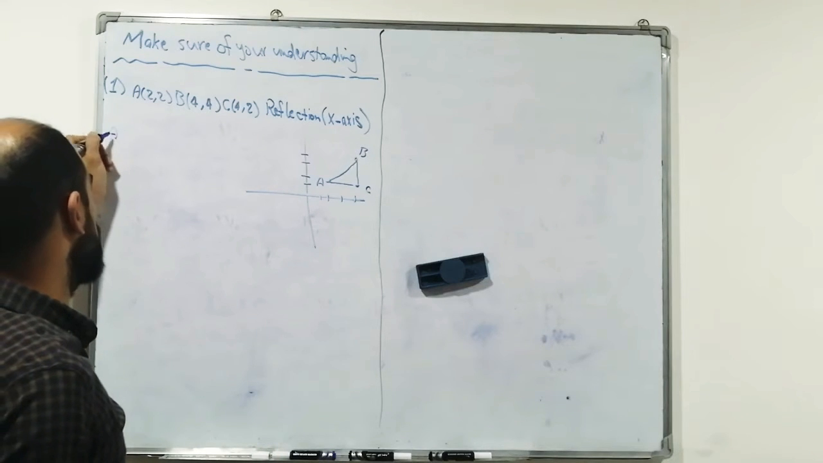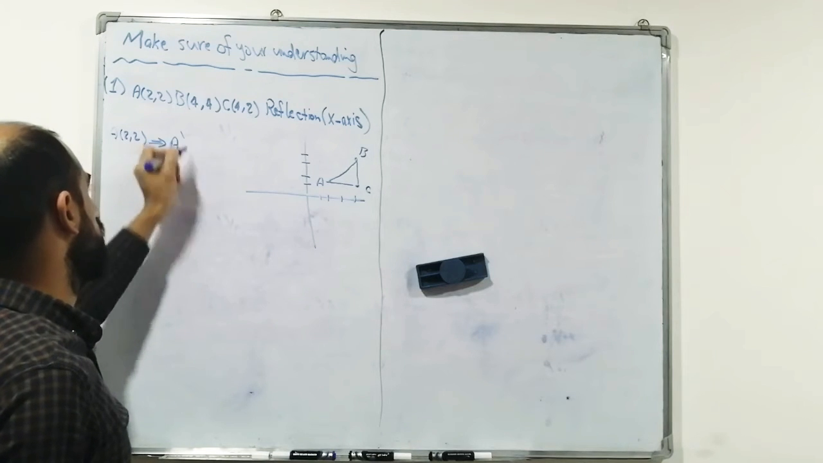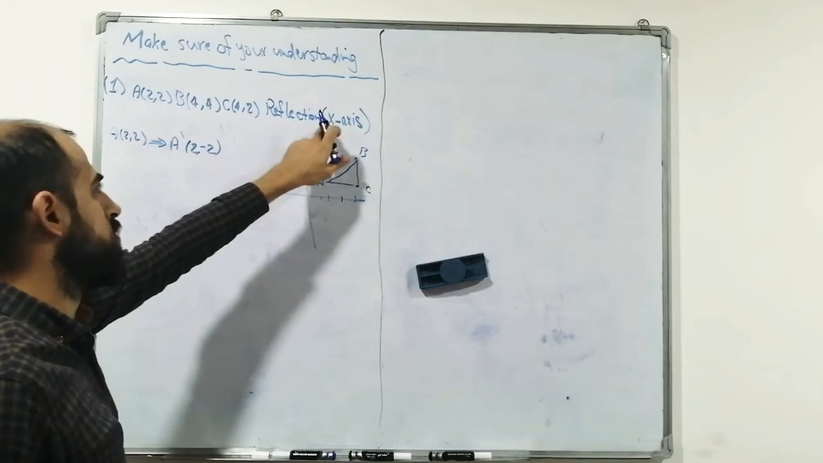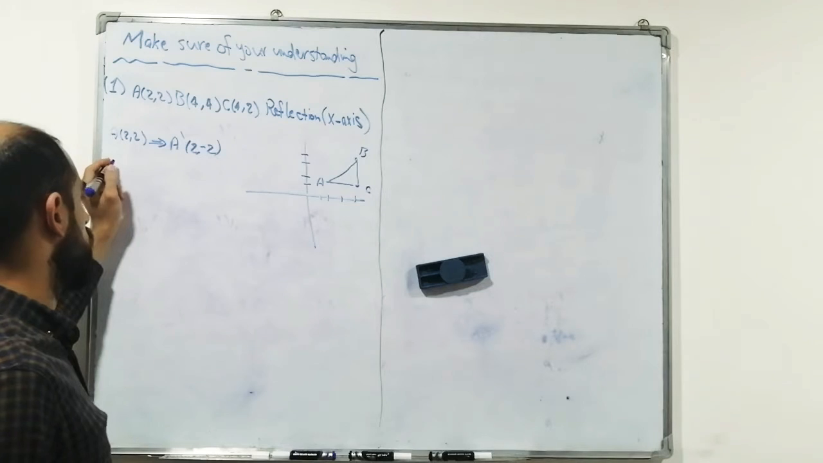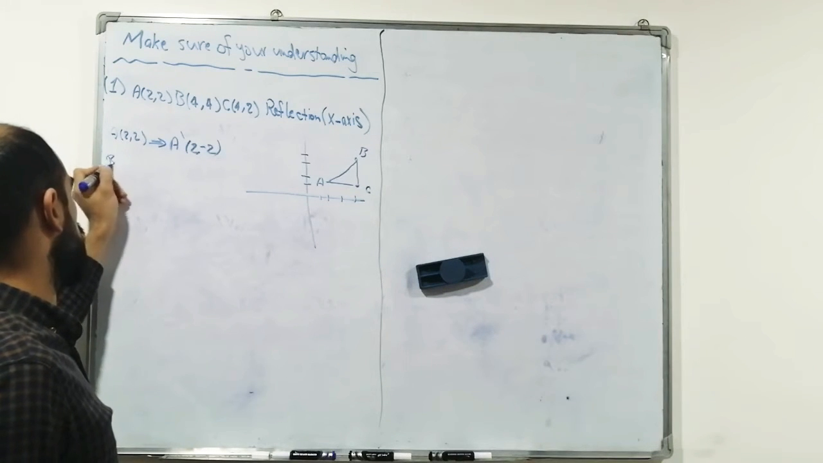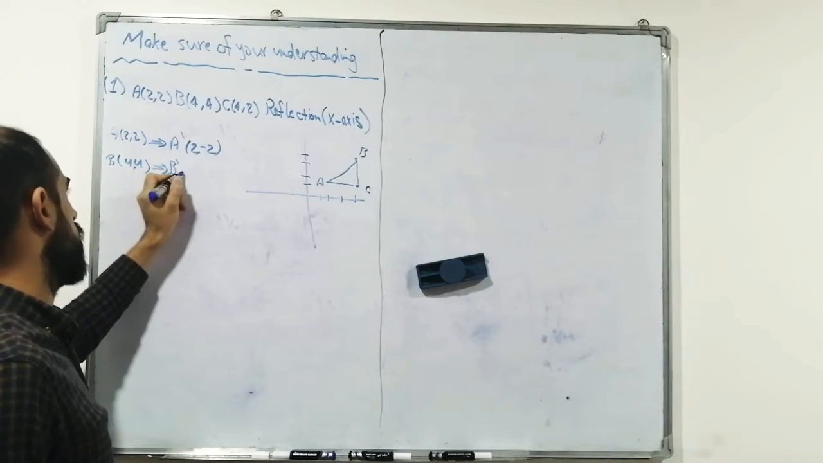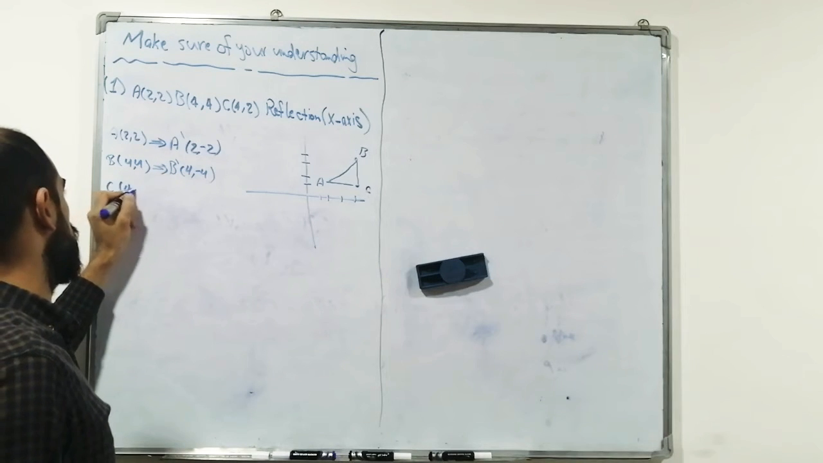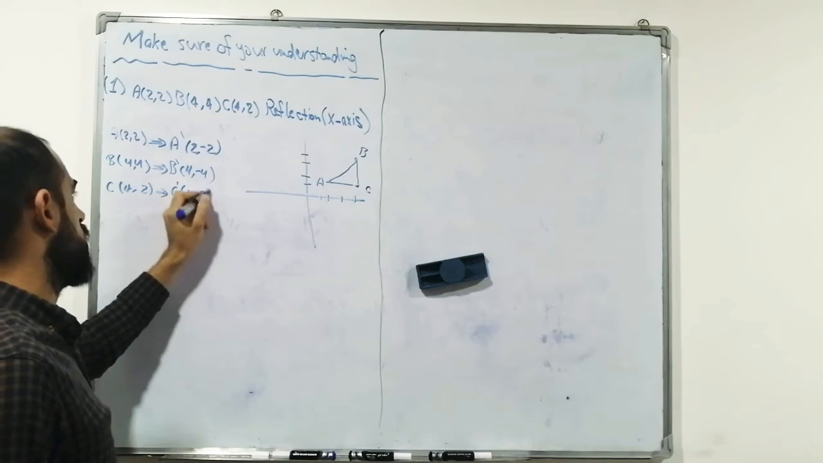Then A (2, 2), its reflection point, let's call it A dash, is (2, -2). Why? Because reflection with respect to the x axis, the sign of y will be changed. The second point B (2, 4), its reflection point will be (2, -4). The third point C is (4, 2). Also its reflection point C dash is (4, -2).